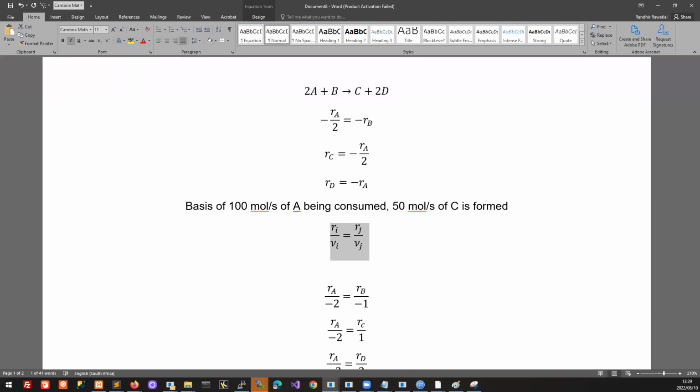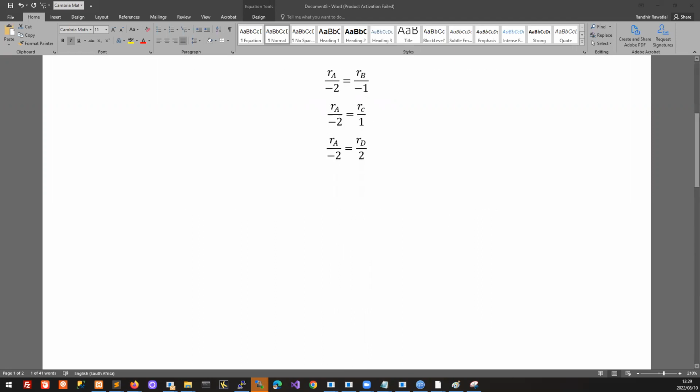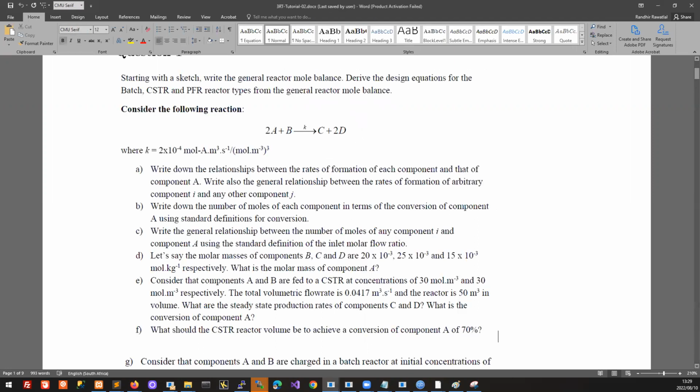So that's the first thing we need to think about when developing our expressions. Going back to the tutorial problem, that's how we can write the relationships among the rates of formation. Okay, and the general relationship between any two components, we can write like that.